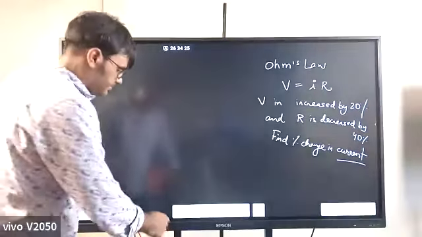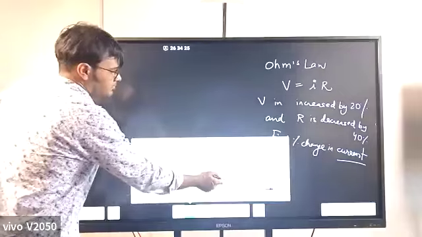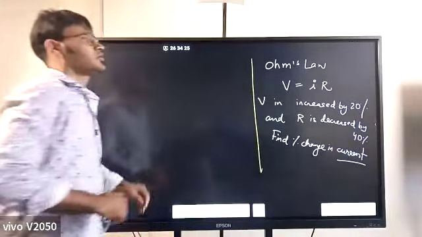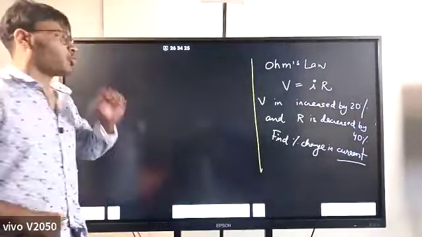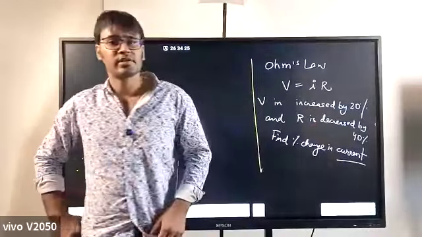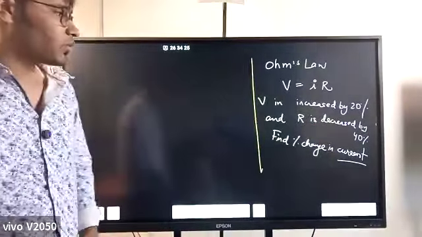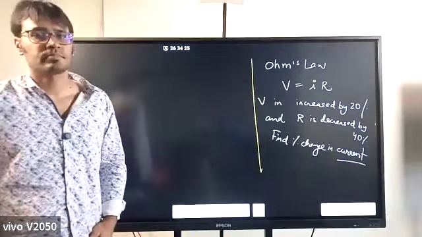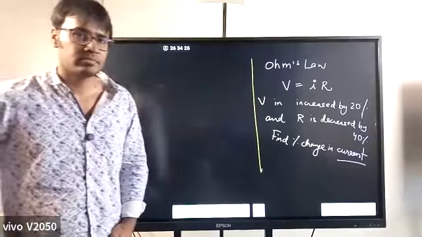Everyone, give it a try. So Ohm's law, V is equal to IR. Voltage is increased by 20% and resistance is decreased by 40%. We want to find what is percentage change in current. Everyone, I'll wait.